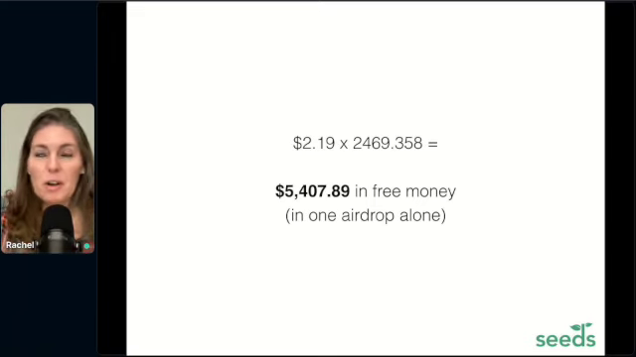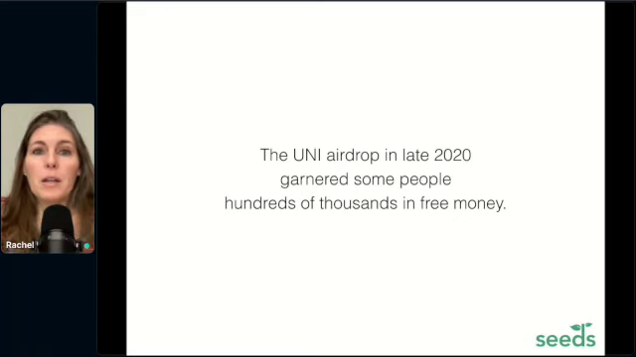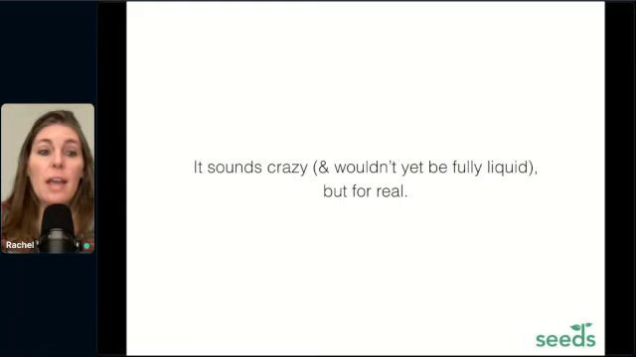The Uni airdrop in late 2020, which some of you may have been aware of, I've spoken about in our webcast. It garnered some people literally hundreds of thousands of dollars in free money. I remember I'd staked a lot of cryptocurrency, but didn't stake some of my cryptocurrency for no reason. If I'd staked everything I had, I could have bought a nice house in the States. So yeah, staking can be very advantageous, and we talk about many things relating to staking and various strategies you can use in the course itself. This sounds crazy. I feel weird saying it usually. And it wouldn't be fully liquid, as the market has to have the liquidity to support those trades. But truly, these numbers are real.